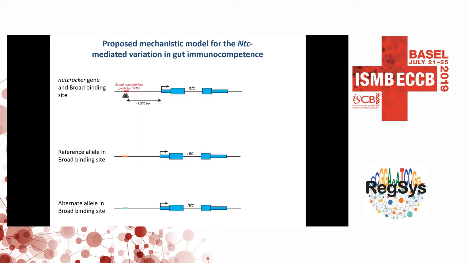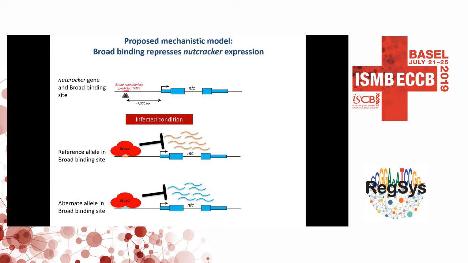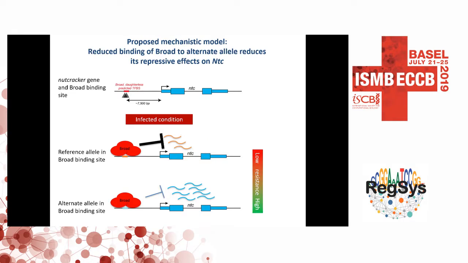And so that leads us to the following model, where we think that this specific variant that relates to Nutcracker in the uninfected condition is basically not doing much. There's low expression of Nutcracker for both contexts. But in the infected condition, what seems to happen is that Nutcracker is induced through other regulators which we haven't identified, and then broad seems to come in, perhaps in an attempt to dampen the overall immune response, and tries to repress Nutcracker. But as I showed, in the alternative allele, broad will bind less, and therefore there will be less repression. And since Nutcracker is required for higher resistance, the higher induction of Nutcracker will lead to higher resistance at the end of the day. So this is one model in which regulatory variation seems to influence a very important phenotype related to gut immunocompetence. All right.